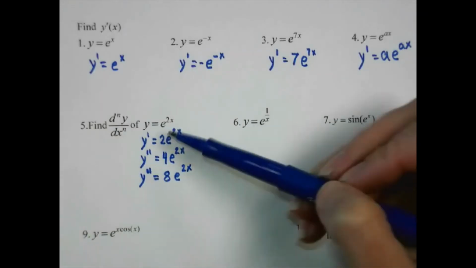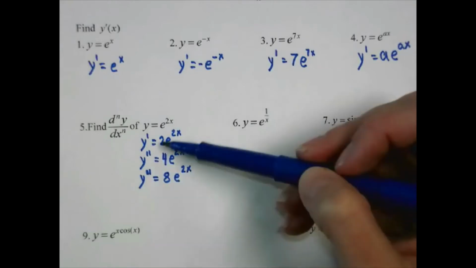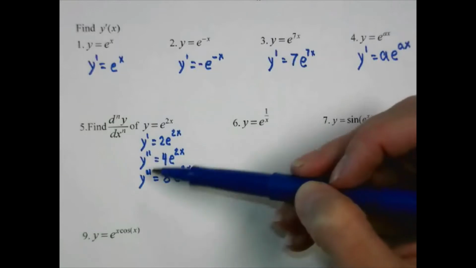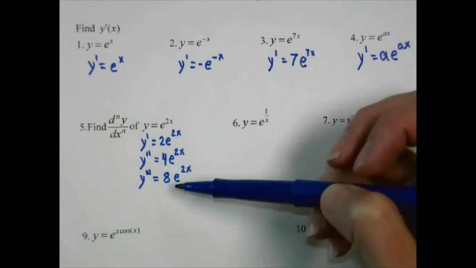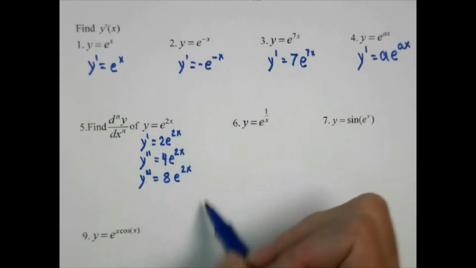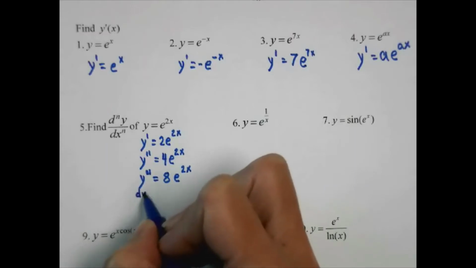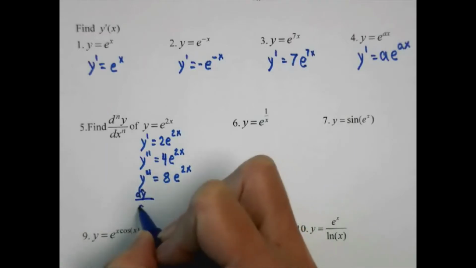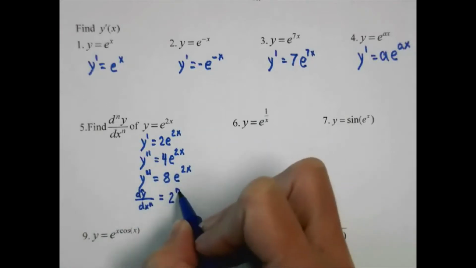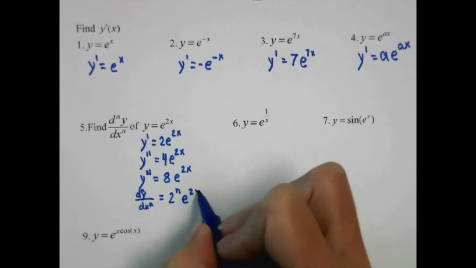So the only thing that's changing is this number out front. If we look at the relationship between what derivative we're taking and what's out front, first derivative is 2, second derivative is 4, third derivative is 8. What we ended up doing here was just multiplying by 2 again. So the nth derivative, this number is going to be 2 to the power of whatever derivative we're taking, times e to the 2x.